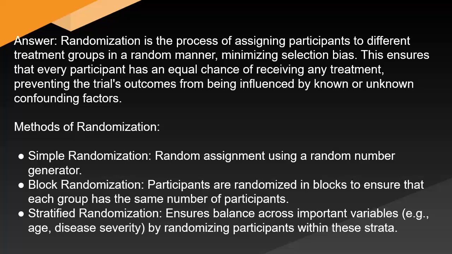Methods of randomization. Simple randomization: random assignment using a random number generator. Block randomization: participants are randomized in blocks to ensure that each group has the same number of participants. Stratified randomization ensures balance across important variables, e.g., age, disease severity, by randomizing participants within these strata.